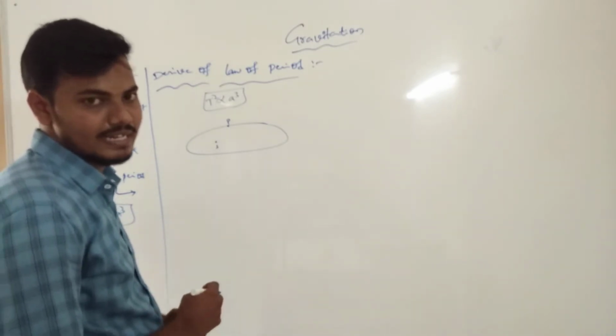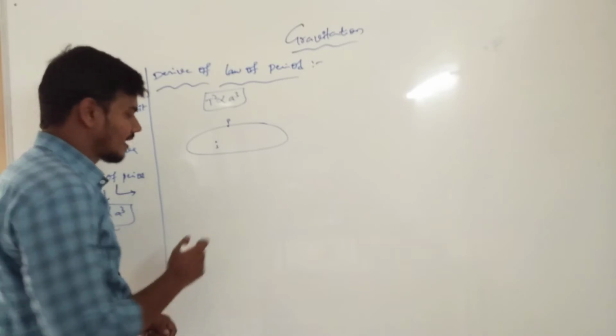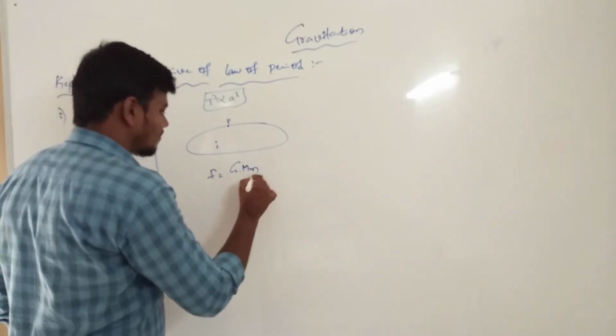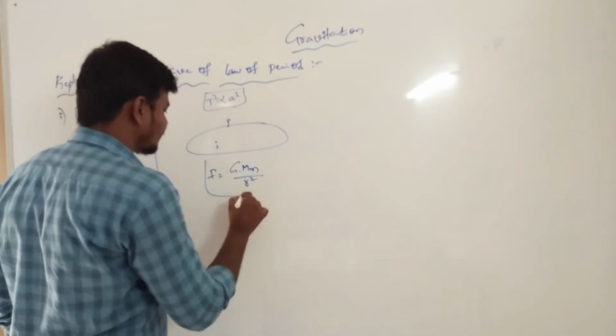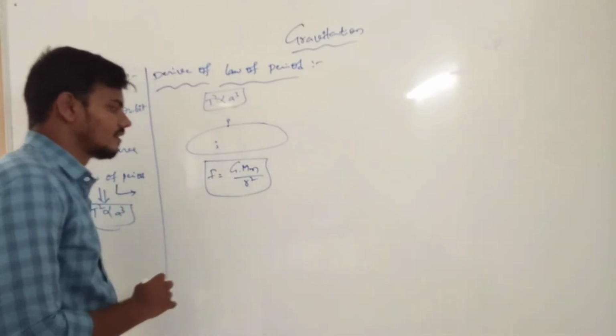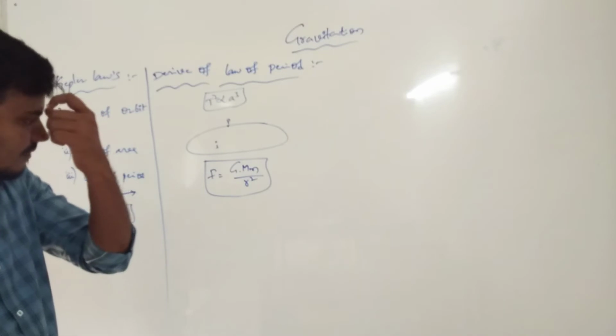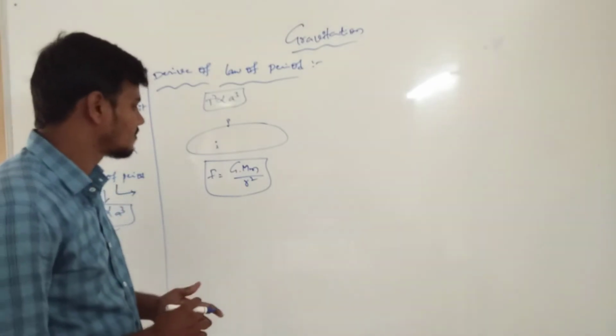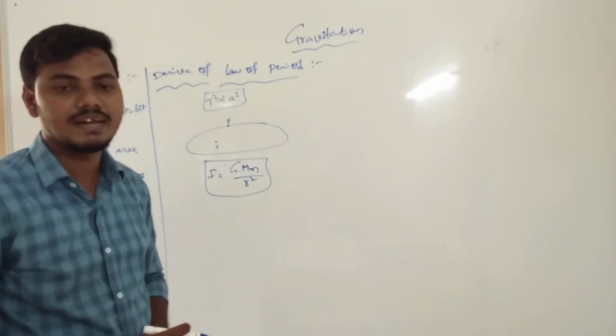Now the equation we take is the force F: for every planet, by the universal law of gravitation, F equals capital G, capital M, small m by r square. This is the fundamental equation. Previously we introduced this equation, the universal law of gravitation.